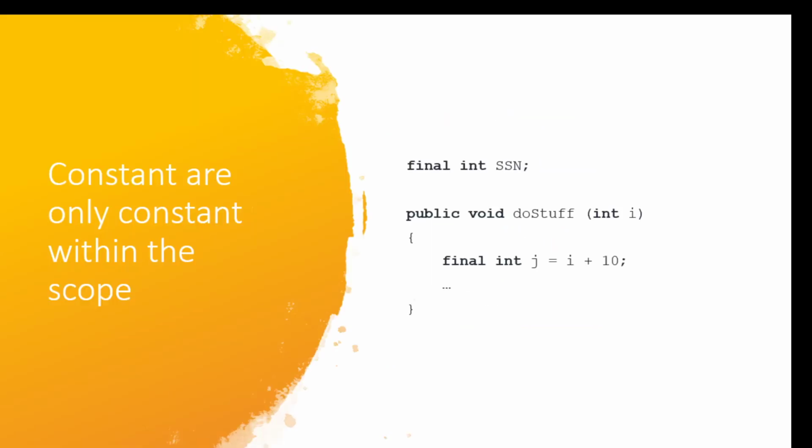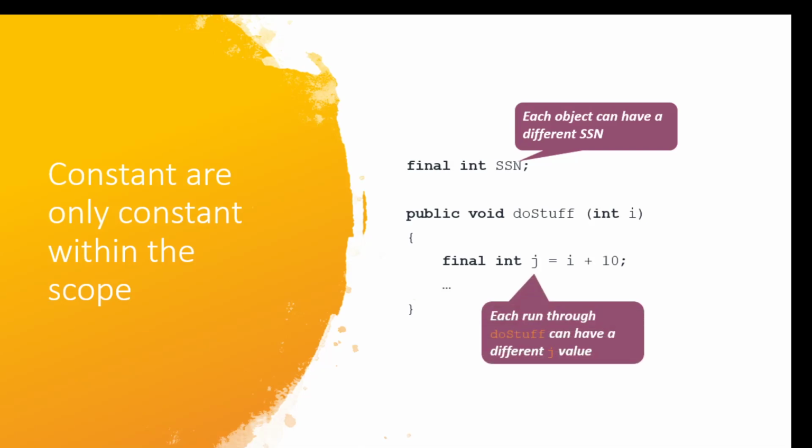All right, so one note on that is constants are only constant within the scope that they're defined. For instance, if I had this code inside of a class, the social security number is going to be unique and final for each person. It's not that everybody has to share the same social security number. Each object has its own social security number and it can't change. But then this final down here inside the method, every time somebody runs do stuff, I might have a different value of J that's saved.